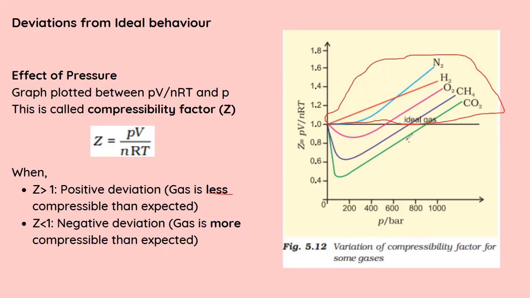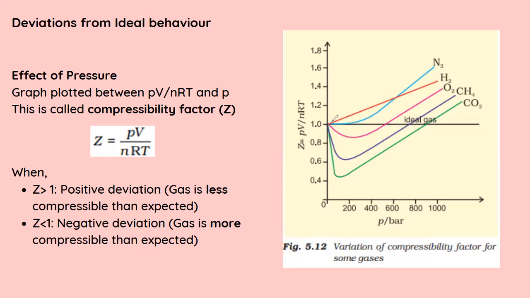On the other hand, over here, in all of these cases the value of Z is less than 1, which means it is showing a negative deviation, and the gas is more compressible than expected. That's all you need to know for now. So what are we taking? We're taking a graph between Z, which is PV by nRT, versus pressure, and we're noticing that there are two kinds of curves that we observe.